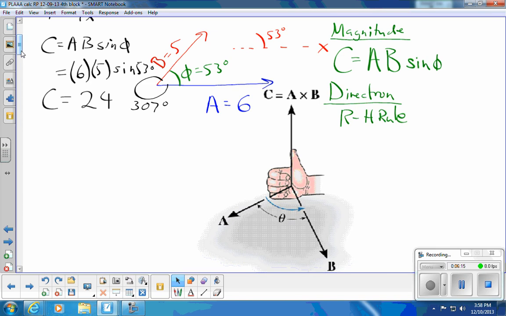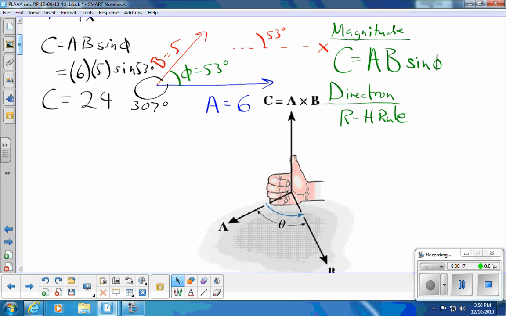In the nifty diagram here that's on the board, that direction is toward the top of the page. With ours, where A and B are in the plane of the board, and right now I'm going to get rid of this 307 degree reference, the direction of the cross product C is going to be out of the board. So if you curl your fingers from A into B, that leaves your thumb pointing back into your face, if you will. And so the direction of C, which I will make this color, is out of the board.